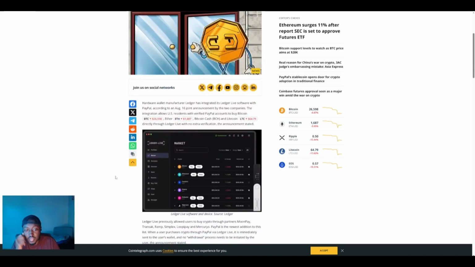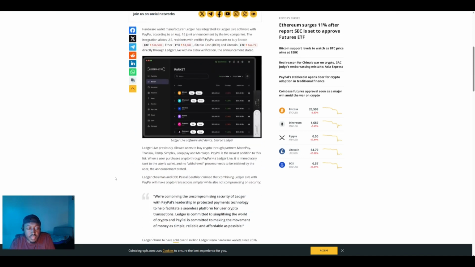Here we go. Hardware wallet manufacturer Ledger has integrated its Ledger Live software with PayPal, according to an August 16th joint announcement by the two companies. The integration allows U.S. residents with verified PayPal accounts to buy Bitcoin, Ether, Bitcoin Cash, and Litecoin directly through Ledger Live with no extra verification, the announcement stated. Interesting. Ledger Live previously allowed users to buy crypto through partners MoonPay, Transak, Ramp, Simplex, LoopPay, and Mercuryo. PayPal is the newest addition to this list.